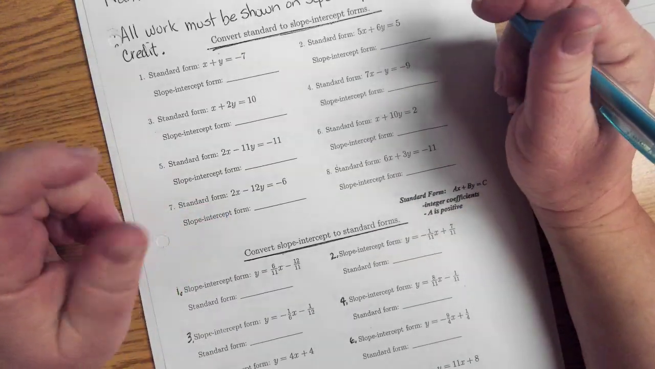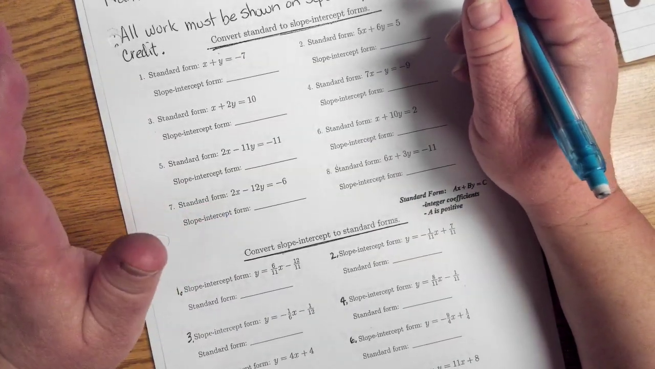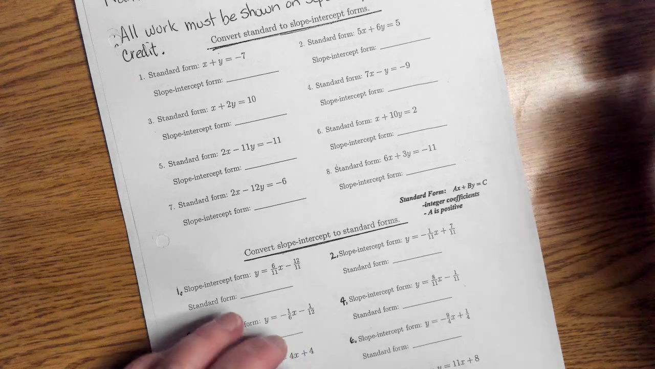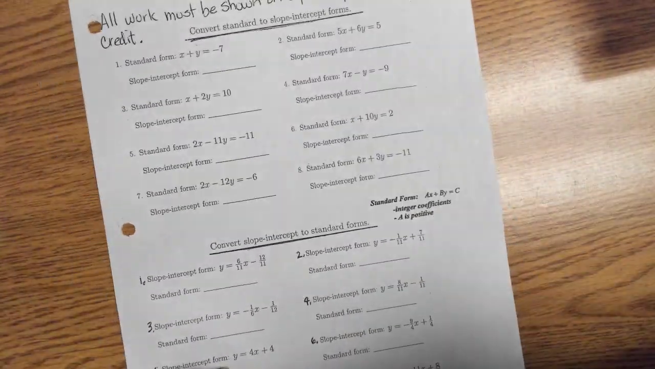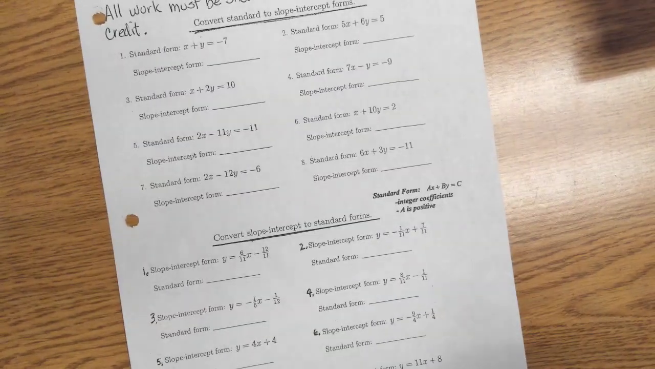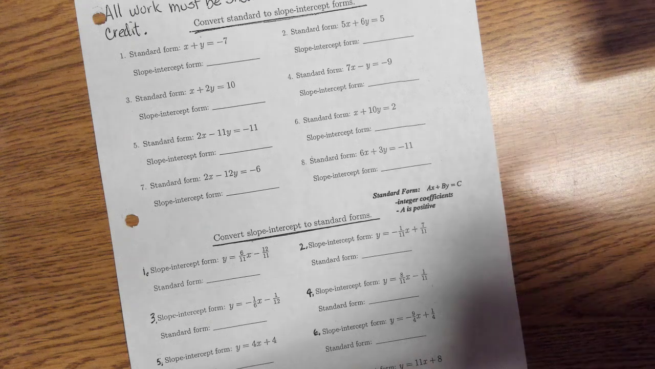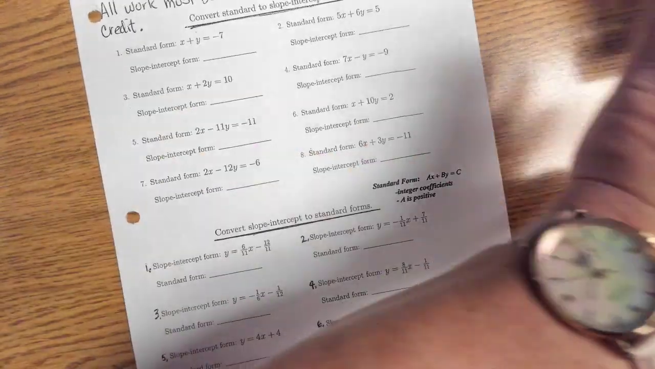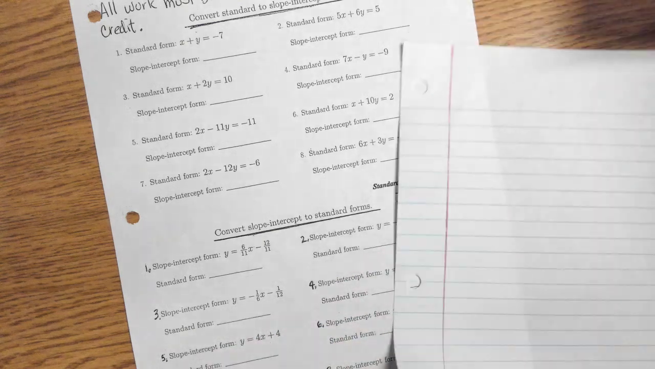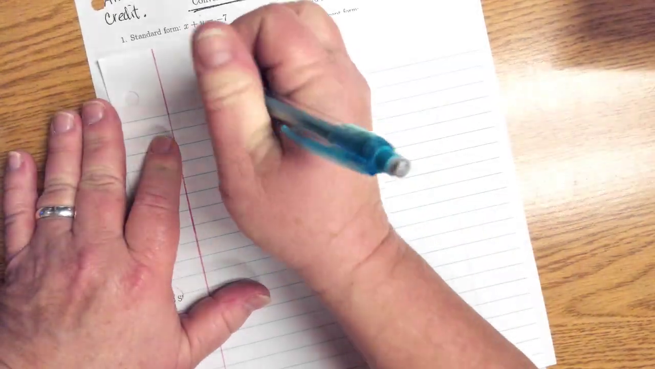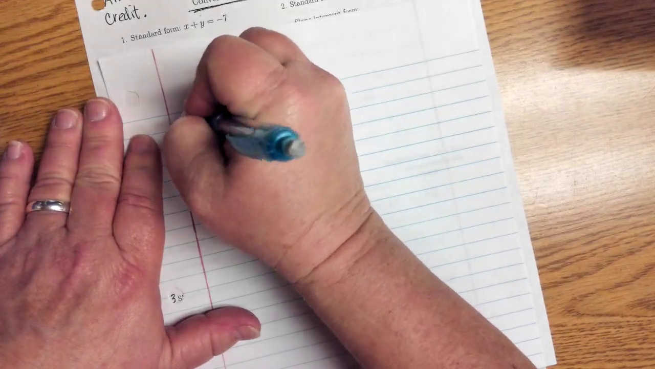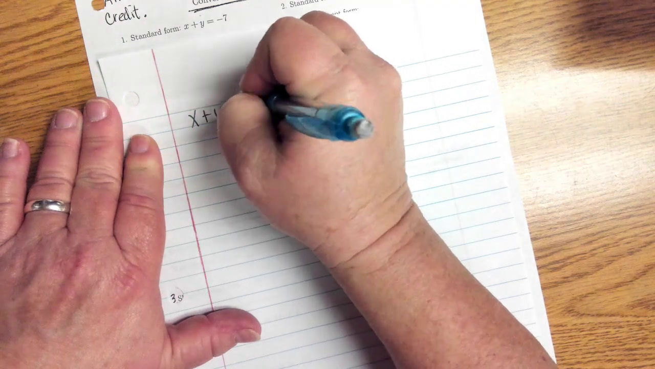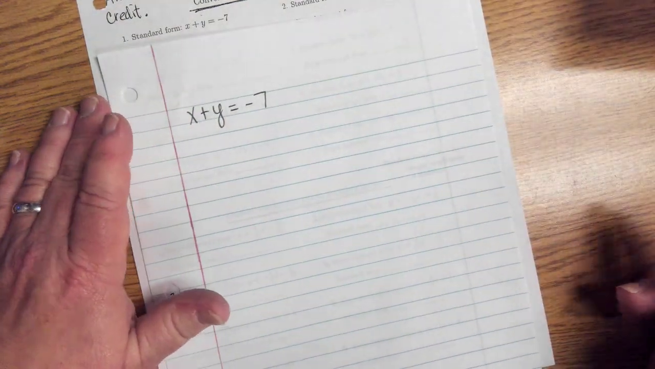Anyways, we're converting standard to slope-intercept form and converting slope-intercept to standard form. We're just going to review a couple of pieces to this. We're going to start with this one right here, which is standard. We're converting standard to slope-intercept. So we have x plus y is equal to -7. I'm just going to do one of each of these.